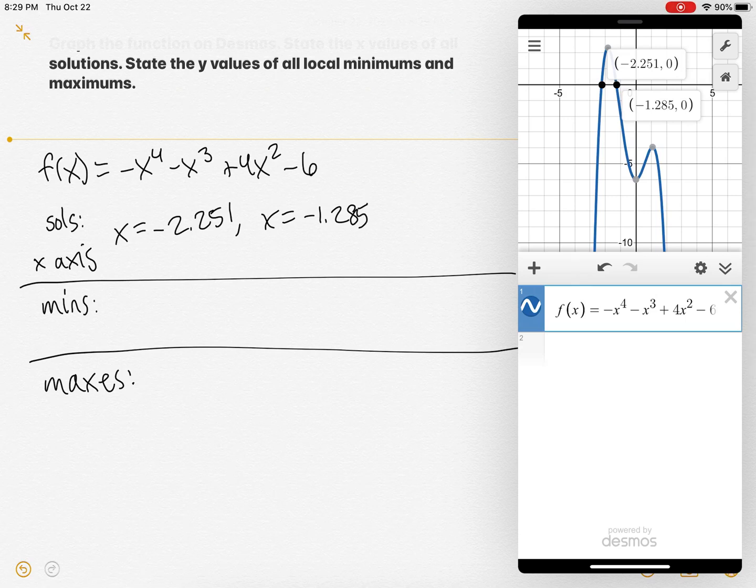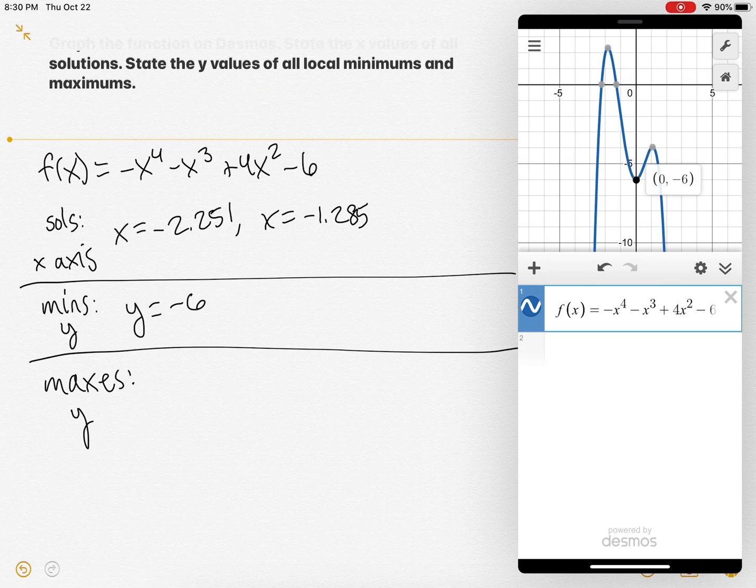For minimum, how many minimums does this graph have? Minimums are where you have a low point or a valley. There's only one here, which is right here. My min value, again we list y's for min, is at y equals negative 6.